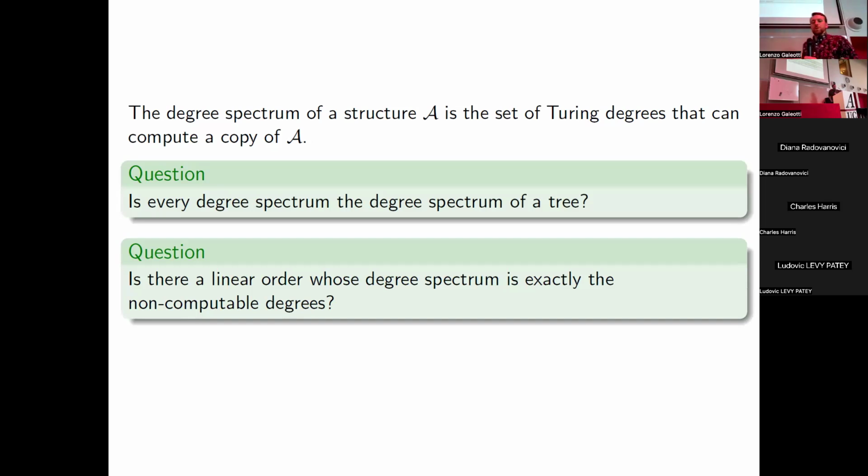So there is a structure whose degree spectrum is exactly the non-computable degrees. Is there a linear order that looks like that? So again, this is not going to transfer through any kind of Borel reduction, but it's still saying something about how complicated this class is. What kind of coding can you do and what kind of coding can you not do?